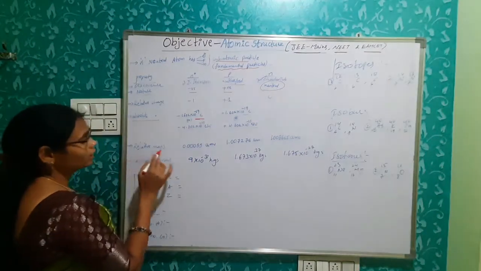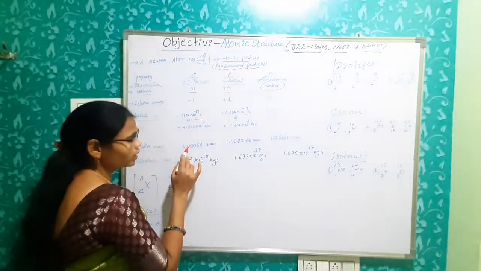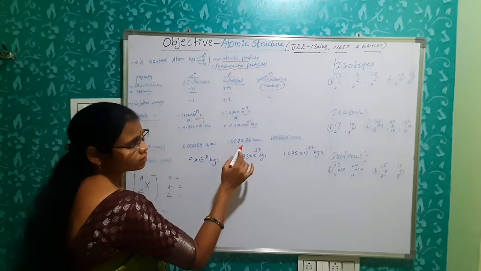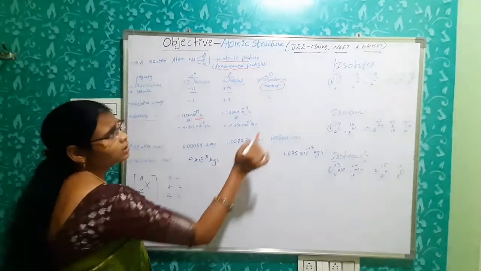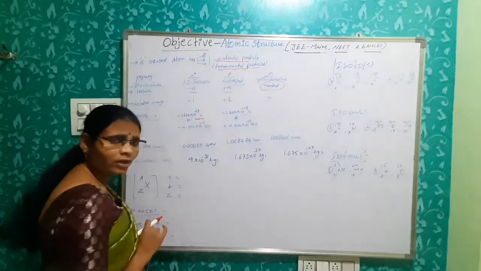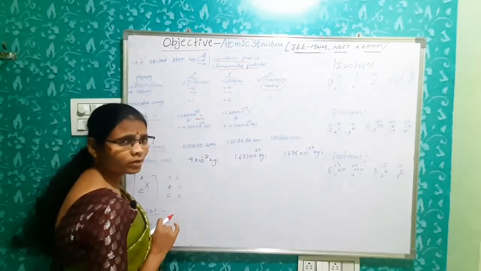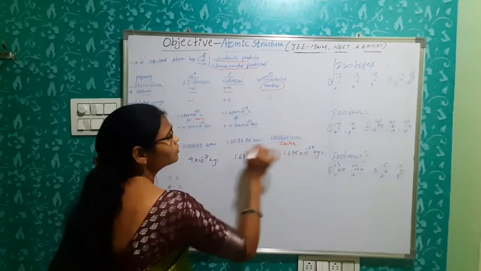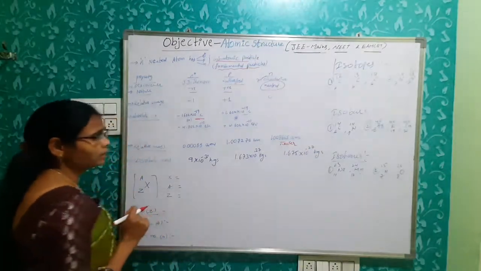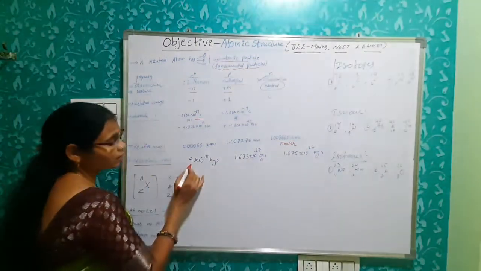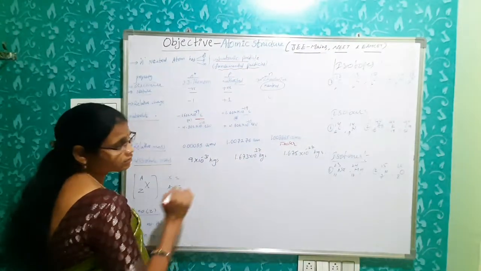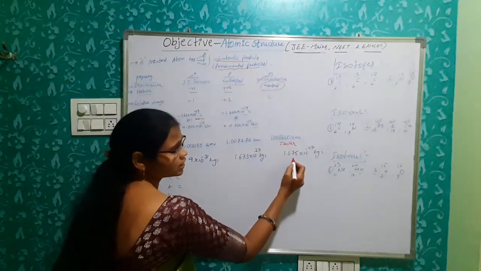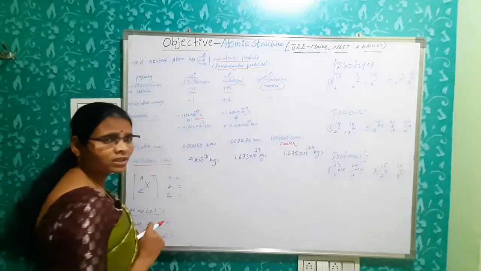Next, relative mass: for the electron 0.00055 atomic mass units, for the proton 1.007276 atomic mass units, and for the neutron 1.008665 atomic mass units. So the neutron mass is slightly heavier than the proton. Keep it in mind. Absolute mass of the electron is 9 × 10^-31 kg, for the proton 1.673 × 10^-27 kg, and for the neutron 1.675 × 10^-27 kg.